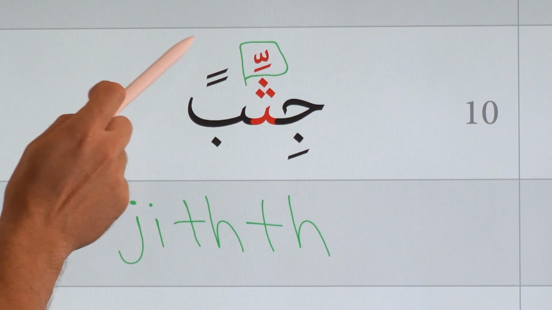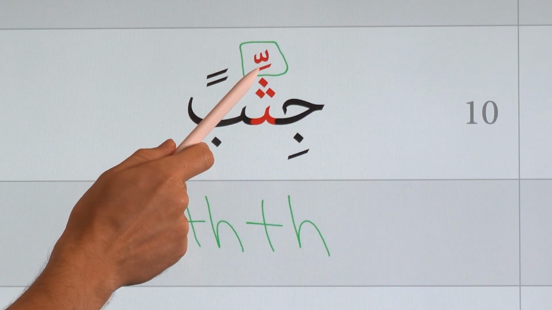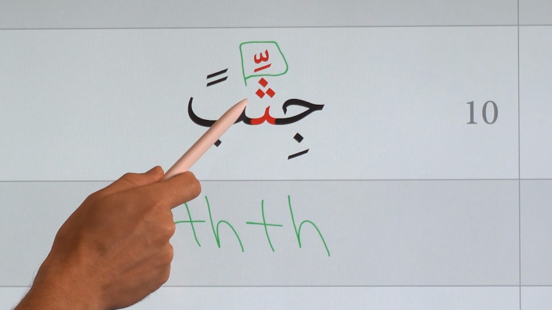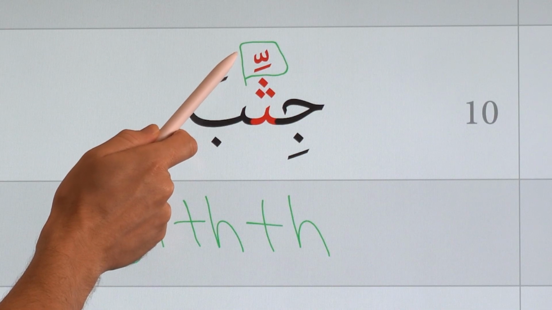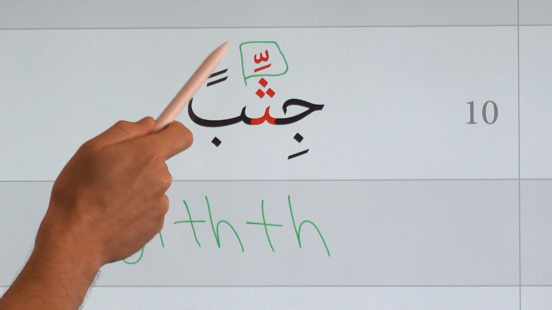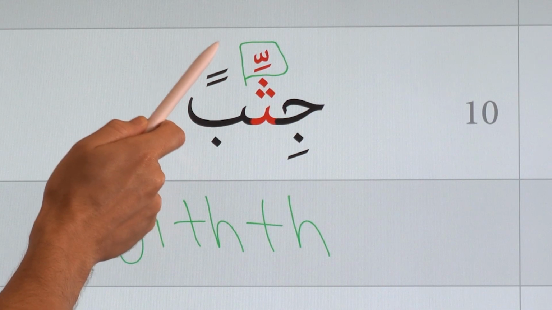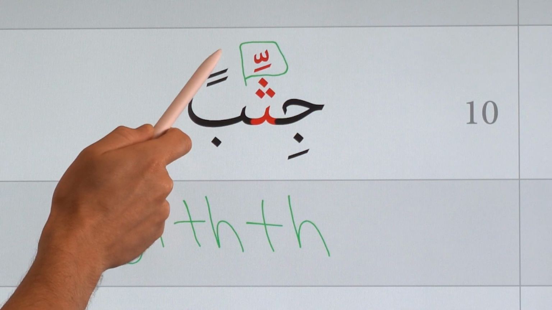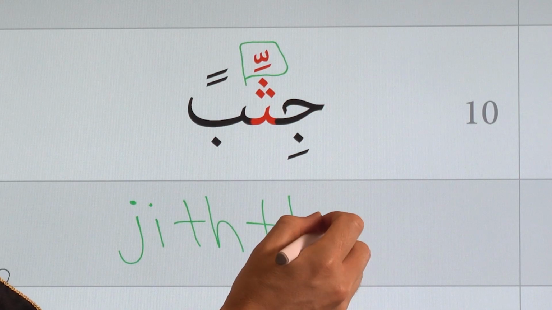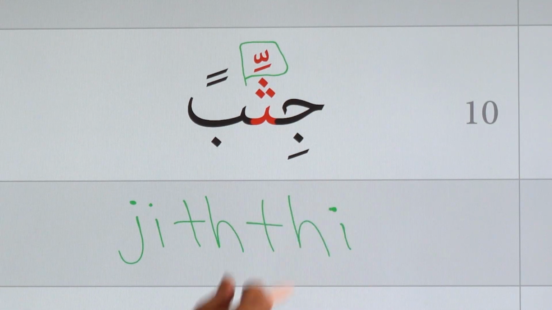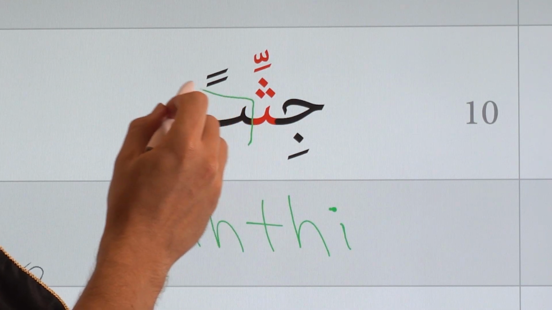Now we need to be careful here, because although this is a line written above the letter, it's written beneath what? It's written beneath the shadda. And what did we learn about a line that's written beneath the shadda? We learned that it is actually a kesra. So because this is a kesra, we're going to write an I for the kesra. And then we'll move on to the next letter.